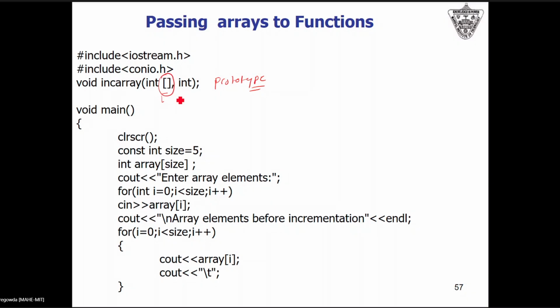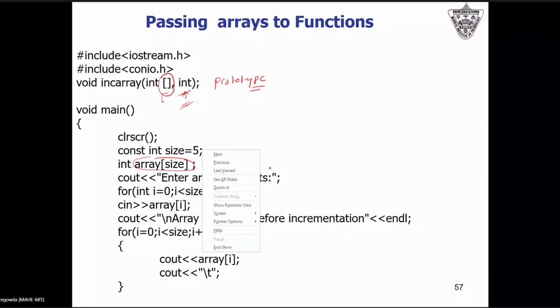If you are using these square brackets, it indicates that you are going to pass an array to the function, and the second argument is nothing but an integer type. I am going to pass the size of the array to the function in this case. Next, I am going to read the values for the array. The size of my array is 5, so I am going to read 5 elements.